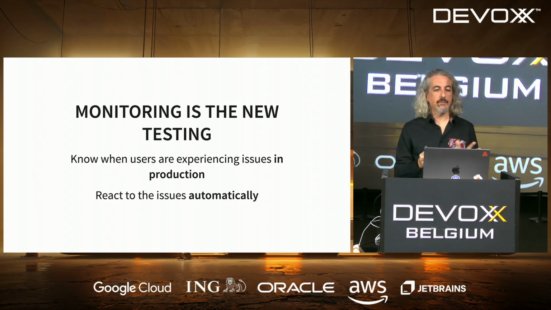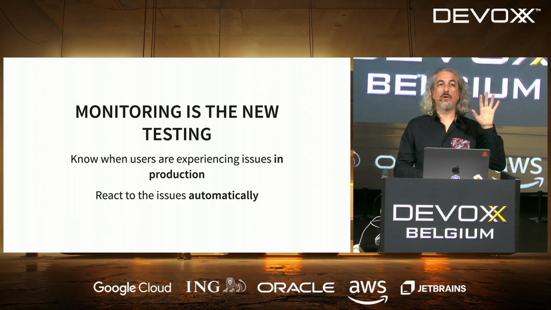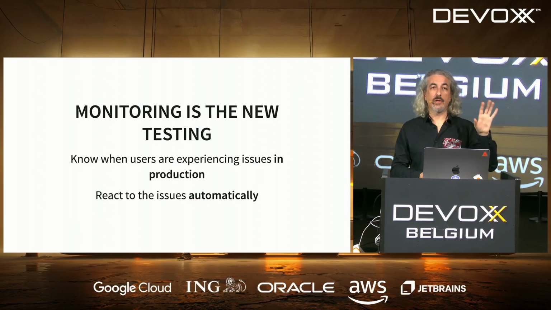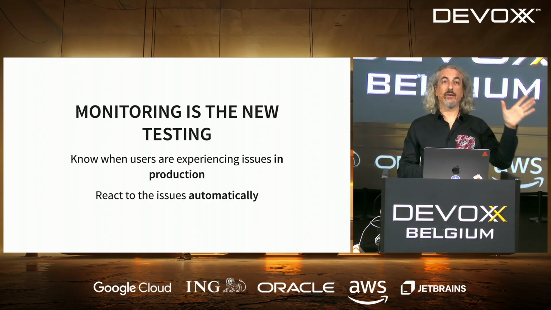So I like to say that monitoring is the new testing, because you want to know when users are experiencing issues in production. And more importantly, you want to react to these issues automatically. If you have good metrics or good feedback, you can react to these things automatically. You can roll back things automatically based on metrics, for instance.